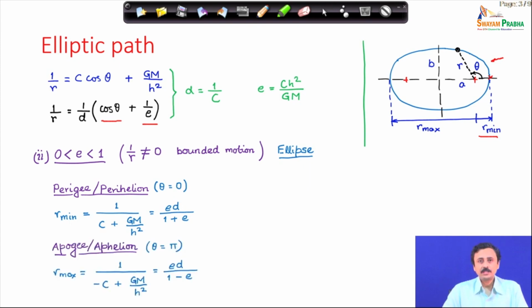Apogee is the farthest point on an elliptic path around the earth, with earth at the focus.